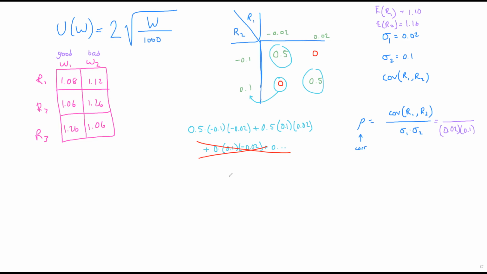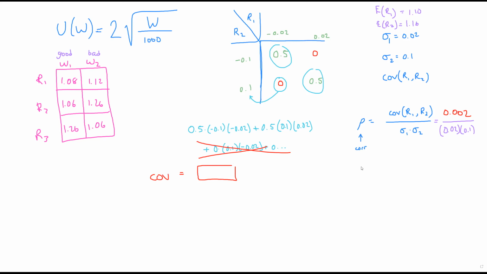What do I end up with after doing this multiplication? I get 0.1 times 0.02 times 0.5, and let's just double check, so it ends up being 0.002. So this is my covariance. And so this is going to sit up in my numerator. Don't need this guy, just this guy.